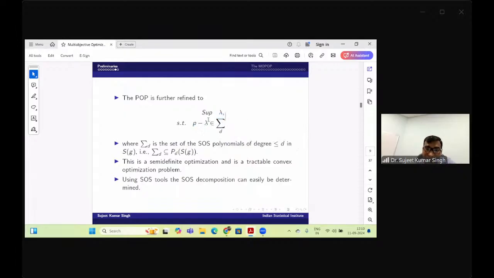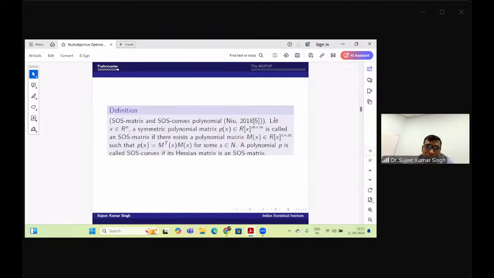And since finding a sum-of-squares representation is a semi-definite optimization, which is a tractable optimization problem, this can be solved tractably. That means within some time limit, we will be able to find the solution of such an optimization problem. And the SOS tool, like the SOS tool implemented in MATLAB, basically gives the SOS decomposition easily, giving the SOS representation of this p minus lambda polynomial, and then we can find the optimum value of lambda. So that's basically the conversion of any polynomial optimization problem into a positive semi-definite optimization problem, which is a tractable optimization problem that can be solved.